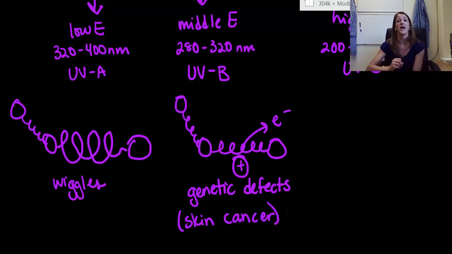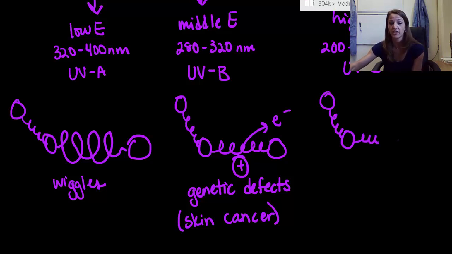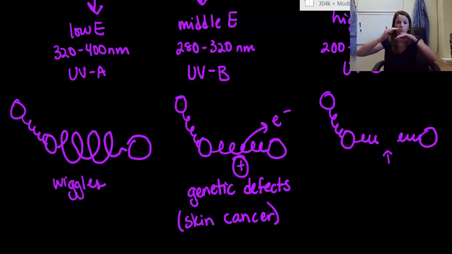So it's bad news. We need to protect ourselves from UVB radiation. Now, let's move on to even higher energy. So UVC radiation. When UVC radiation hits this bond, what ends up happening is it breaks. You actually see a break in the bond. We remove the bond, so now this atom is all by itself, and these two atoms are only attached to each other. This is bad, okay?